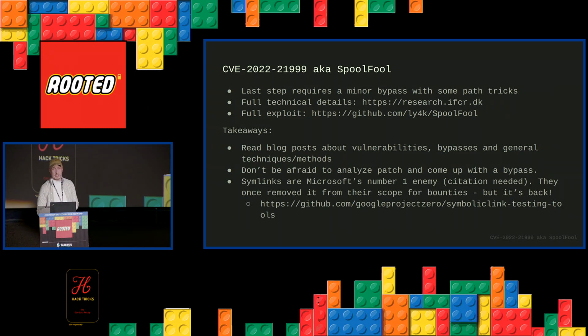And rumor says that symlinks are Microsoft's #1 enemy, and they actually once removed it from their scope for bounties because they received so many vulnerabilities with symbolic links. But luckily it's back, maybe because people stopped reporting them. And there's this nice GitHub repository by Google Project Zero, where they include various different tricks for symbolic links, and you can go and check it out. There are so many cool tricks, like winning a race condition with a symbolic link.